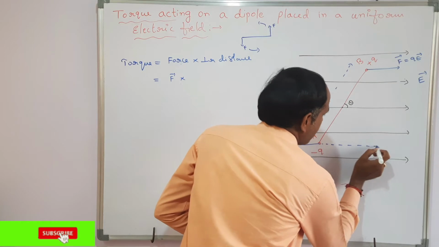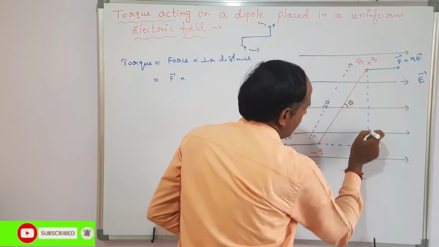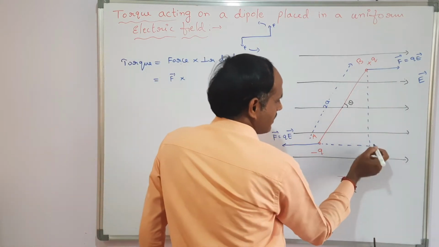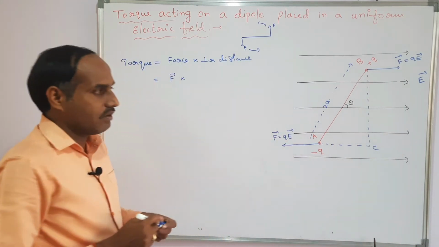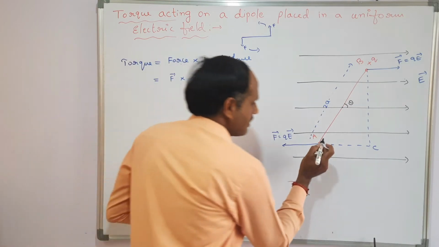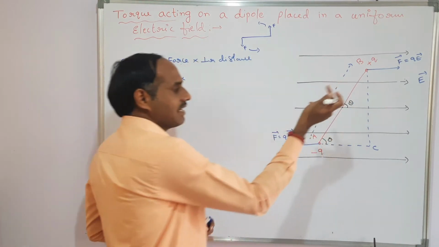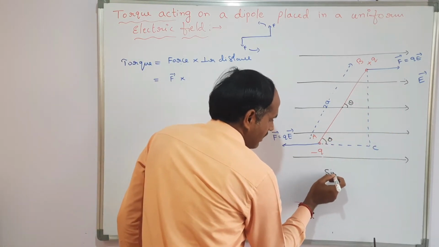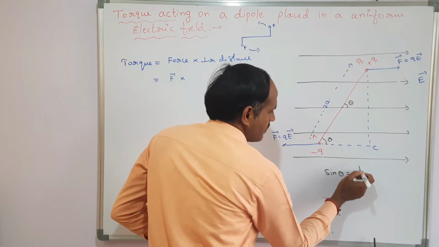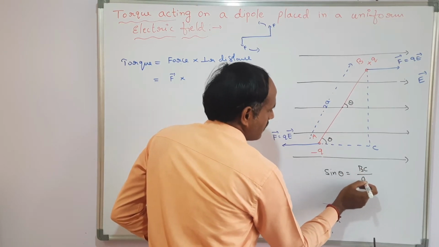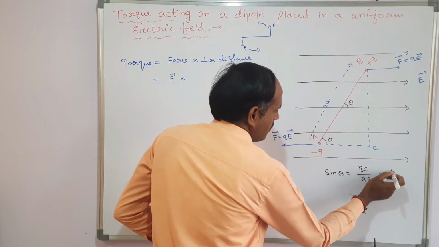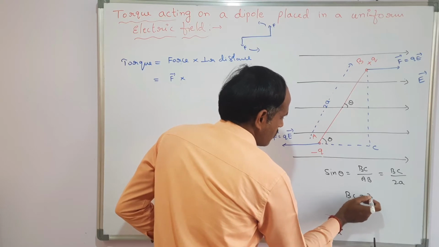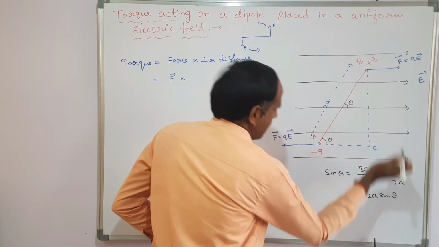When you join the line along the two forces acting there, let this be the point C. Suppose this angle is theta, because it is the angle theta. So we need BC only. Can I write sine theta is equal to the opposite side BC over the hypotenuse AB? So BC upon 2a, which means BC is equal to 2a sine theta.